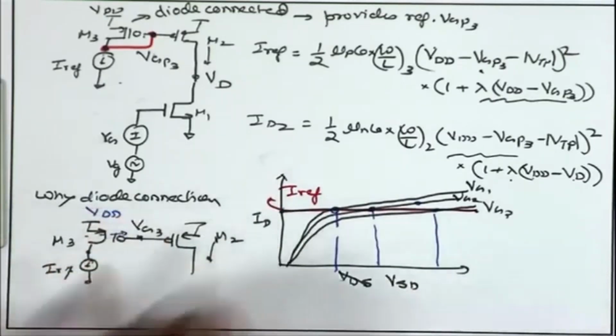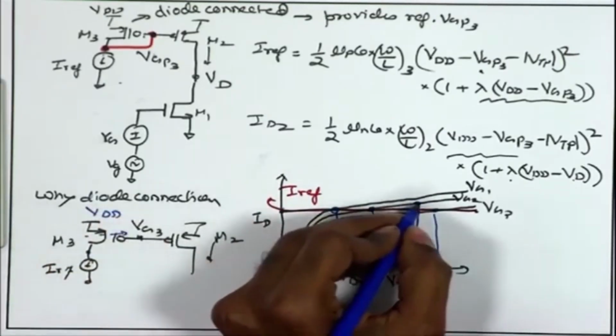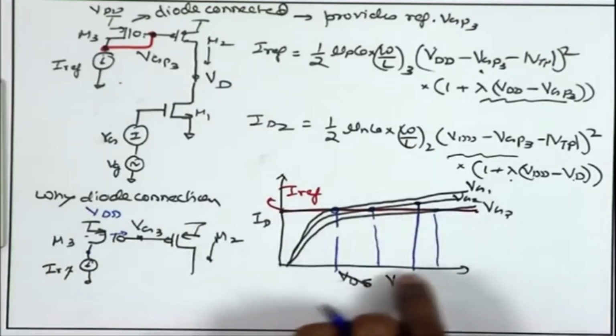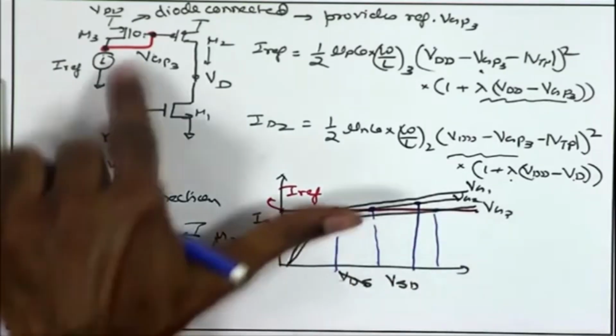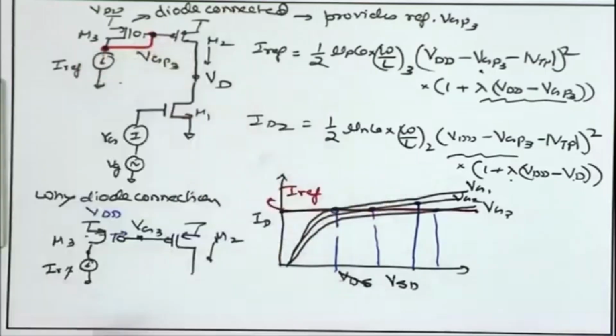Once we make this diode connection, then we have a unique curve and a unique point only will satisfy this equation, because in that case the VD is equal to VG, we are forcing that condition. Then we do not have that undeterministic behavior.